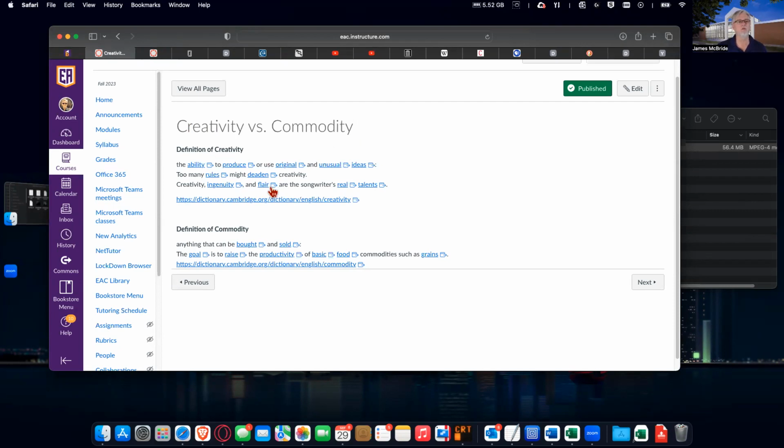So let's take a look at creativity. That's the ability to produce or use original and unusual ideas to create a solution. Creativity. Too many rules might deaden creativity. It might stunt its growth. Definition of a commodity, well, that's anything that can be bought and sold. And as a matter of fact, here is an example: grains are a commodity.